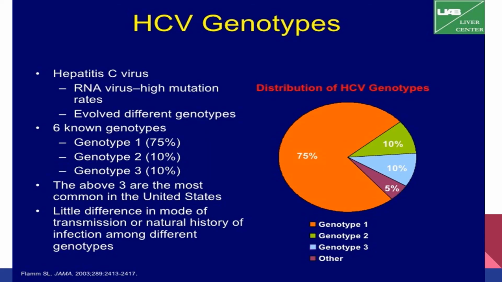I'd like to show you the different genotypes of hepatitis C in the United States. The predominant genotype is genotype 1, and genotypes 2 and 3 have almost the same incidence. It is very important to know these different genotypes because the duration of treatment intervention varies depending on the genotype that you are dealing with.